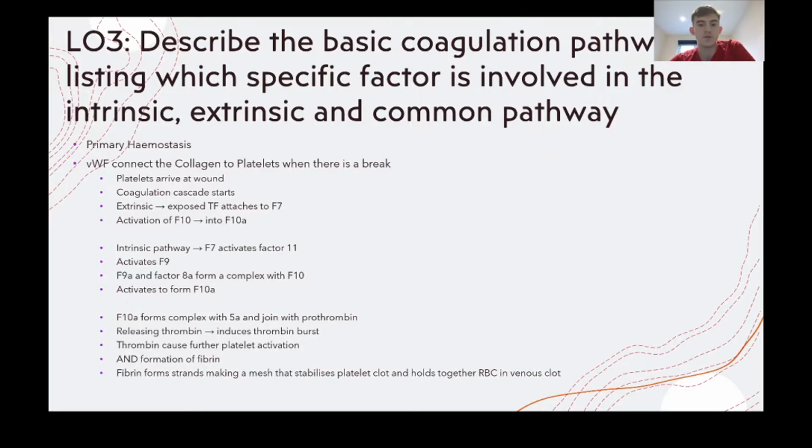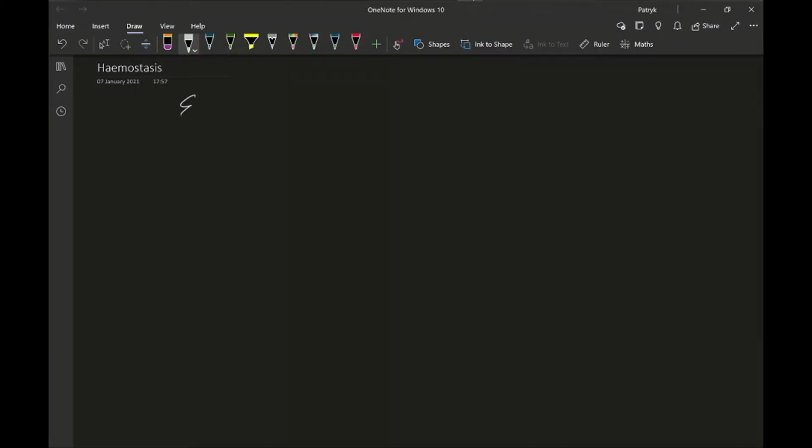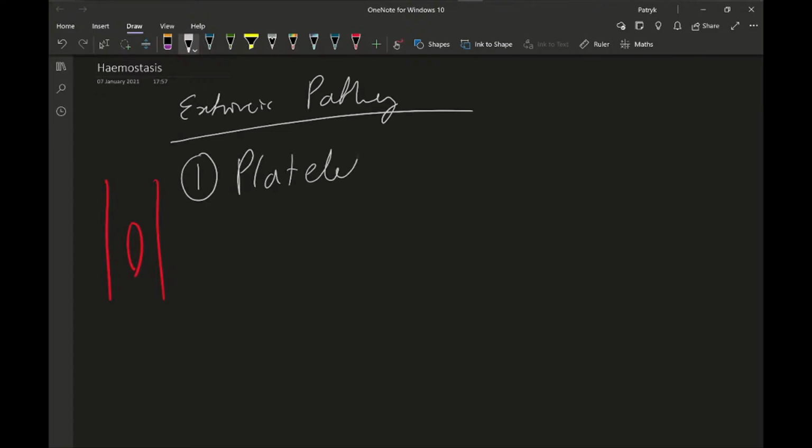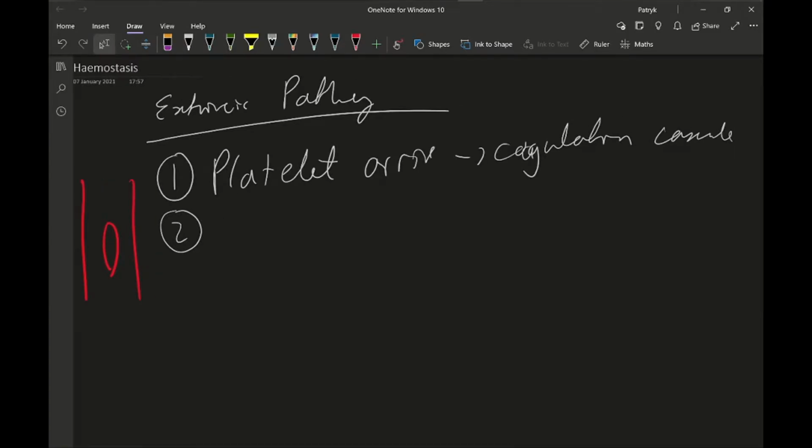Okay, so now let's jump into OneNote and have a quick look at how this primary hemostasis comes about. First thing, we're going to go through the extrinsic pathway. Excuse the handwriting. So what happens firstly? So we've got a wound here, opening, we're bleeding out. So what's the first thing that happens? So platelets arrive because they're in the blood, and they just circle around waiting for the opportunity. And they arrive, and that basically activates the coagulation cascade. So the first thing that happens is we get this tissue factor exposed. So that happens when there's an open wound and this tissue factor is exposed.